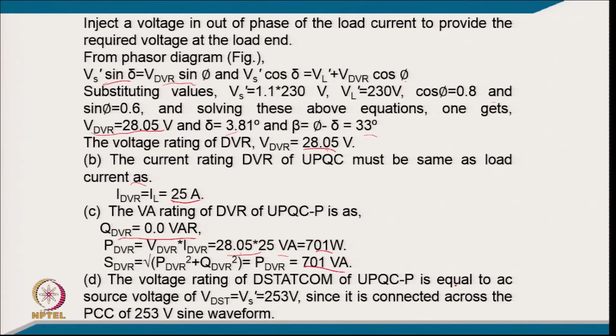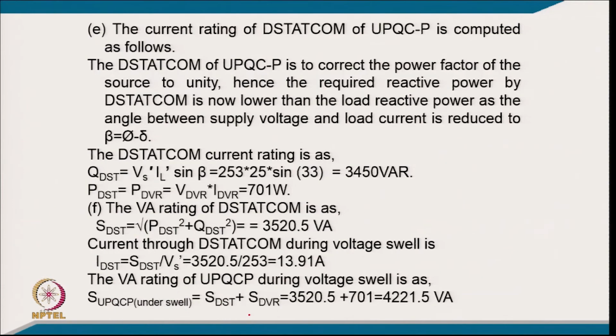The voltage rating of D-STATCOM of UPQC is equal to the AC voltage of 253 volt, since it is connected across the PCC of 253 volt. The current rating of D-STATCOM is computed as follows. The D-STATCOM of UPQC corrects the power factor of the source to unity, hence the required reactive power by D-STATCOM is now lower than the load reactive power, as the angle between supply voltage and load current is reduced to beta, which is phi minus delta. So, the D-STATCOM current rating reduces to Vs into IL sin beta. So, it is 253 into 25 into sin of beta 33 degree.